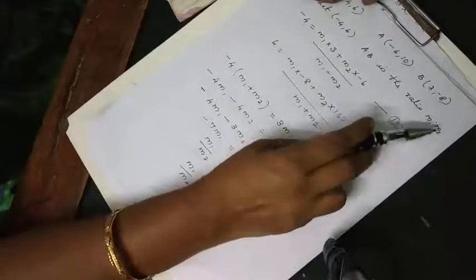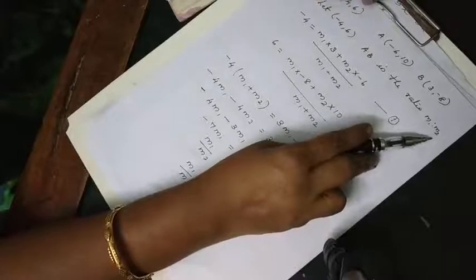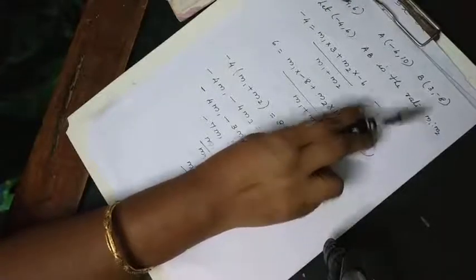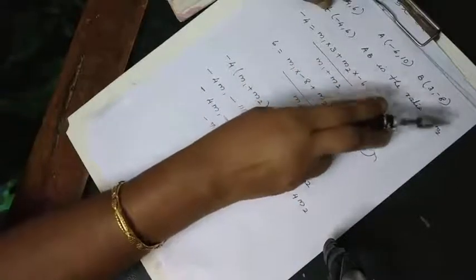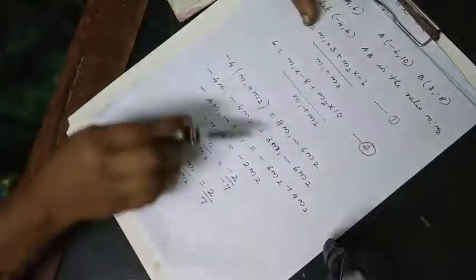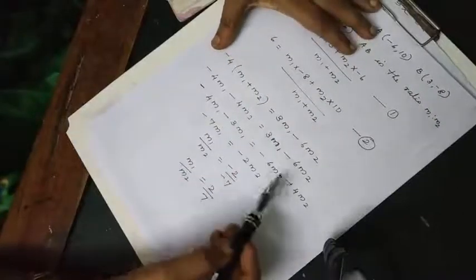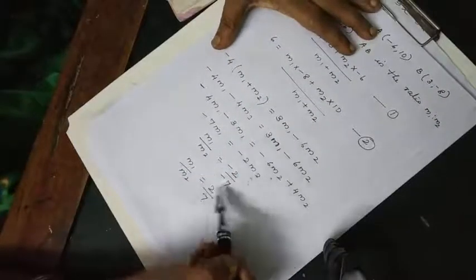So how have we done it? We took the ratio m1 and m2, and first we equated the x coordinate, that is (m1 into x2 plus m2 into x1) by (m1 plus m2). Then cross multiplied. Then took m1 on one side, m2 on the other side. Then simply found the ratio.